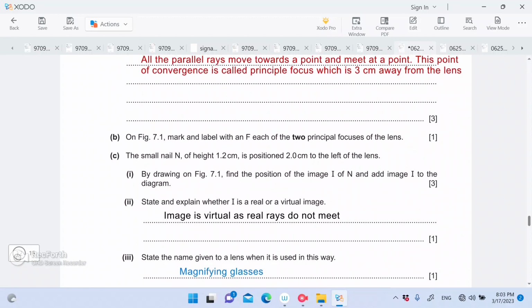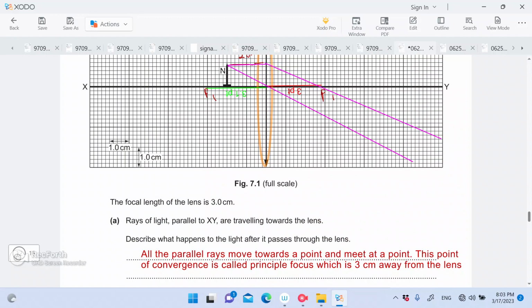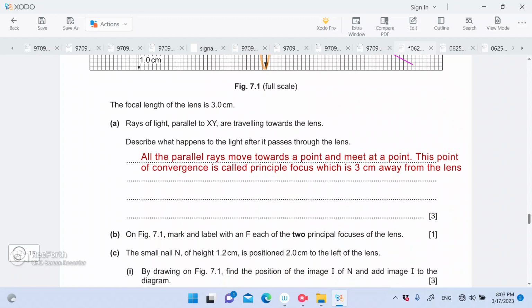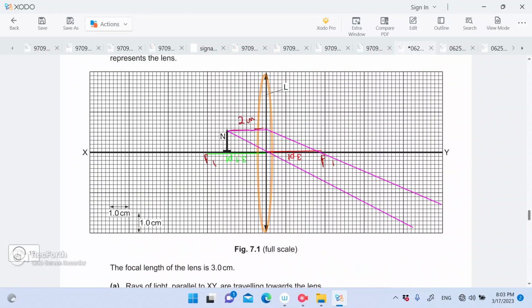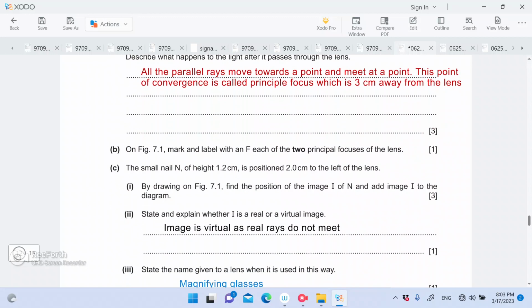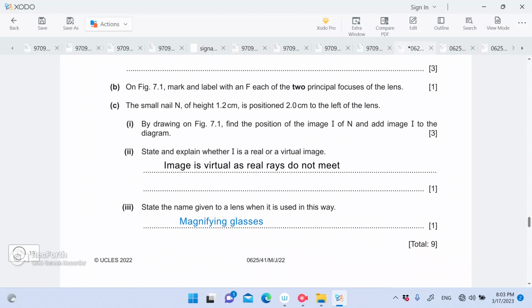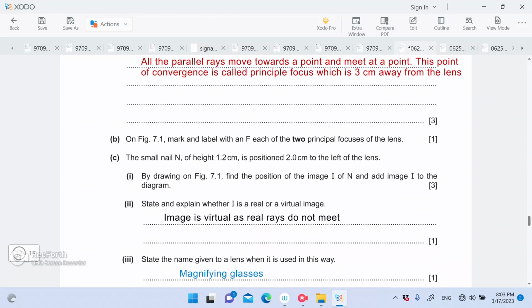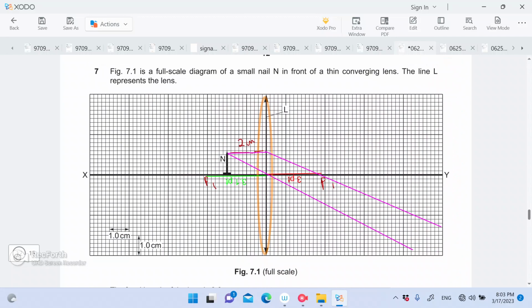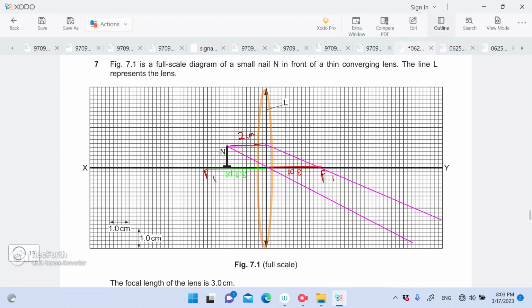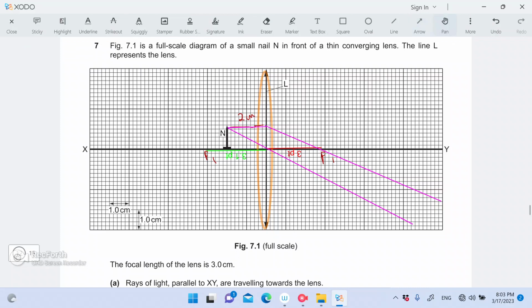So state and explain whether the image is real or virtual. You can see the image, they are not meeting, right? So image is virtual, it is not meeting, that way image is virtual, as real rays do not meet. So state the name given to this. This is obviously magnifying glass. How do I know it is a magnifying glass?